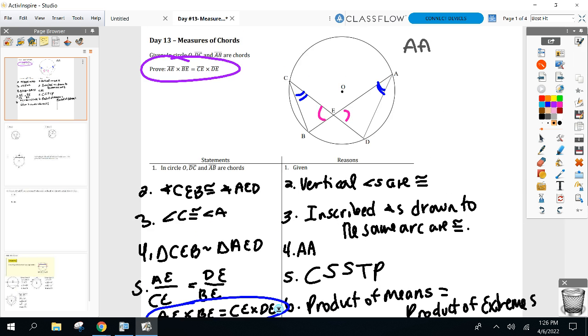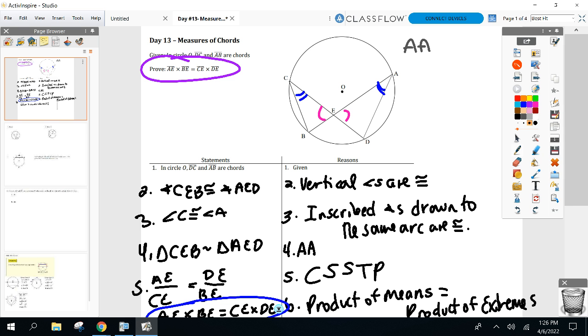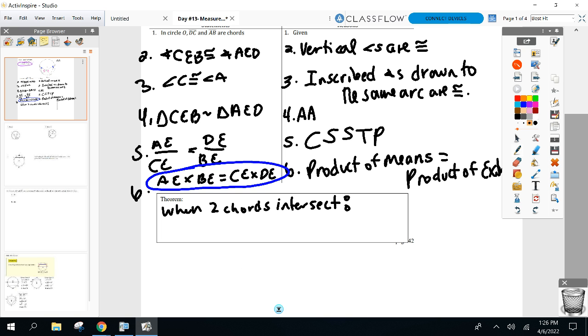look at what we just did. AE times BE equals CE times ED. When two chords intersect, let's write that out a little more official. When you multiply two numbers, what's the answer called again? Product, thank you. So when two chords intersect, the product of their segments are equal.